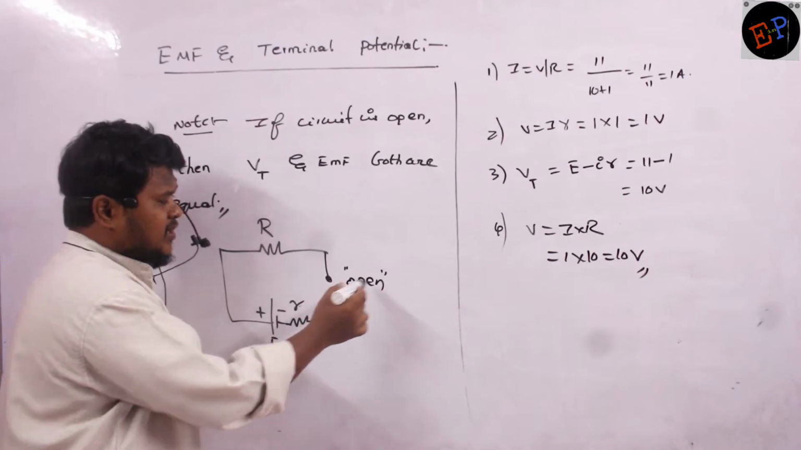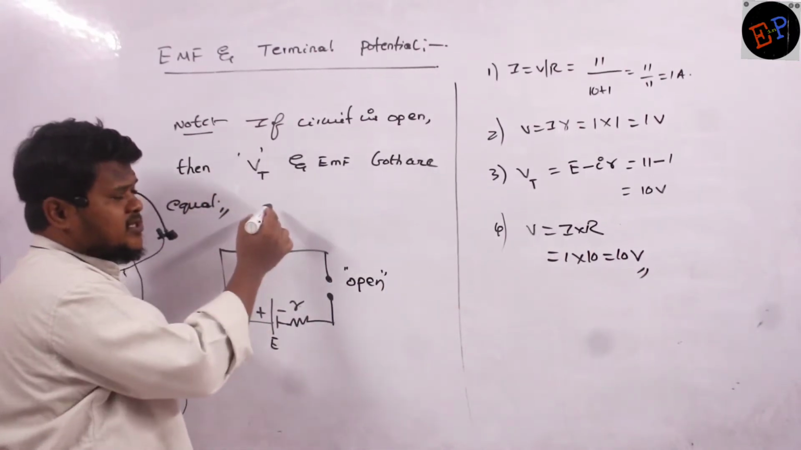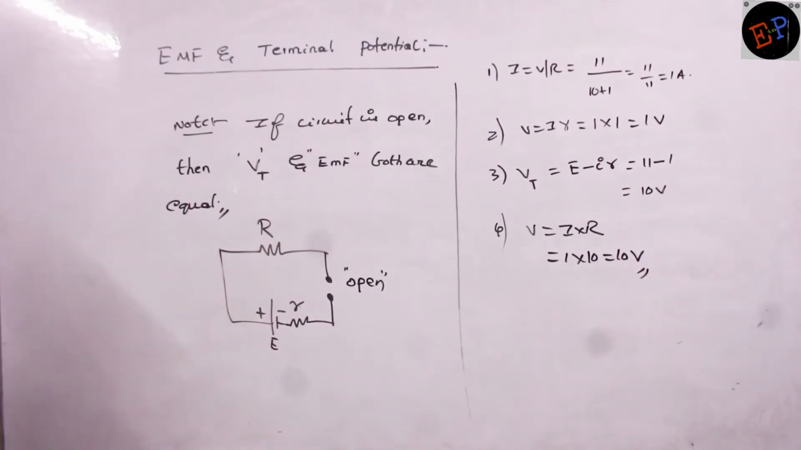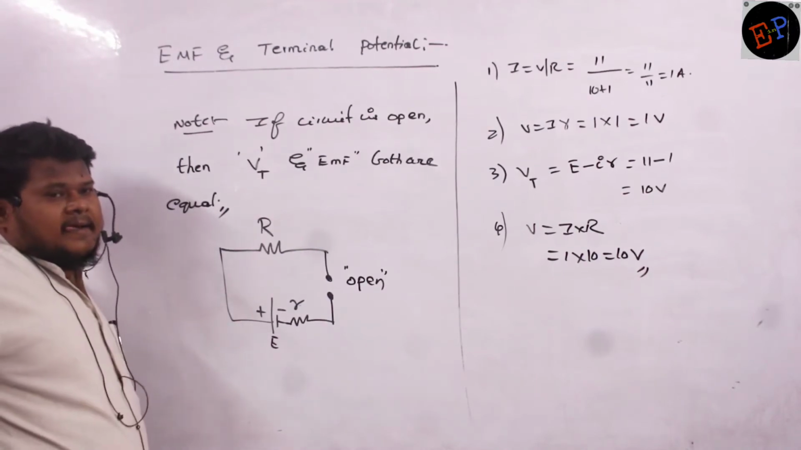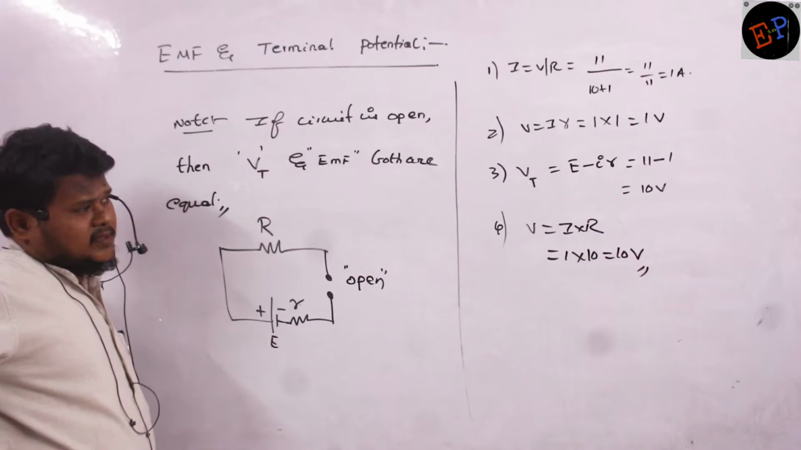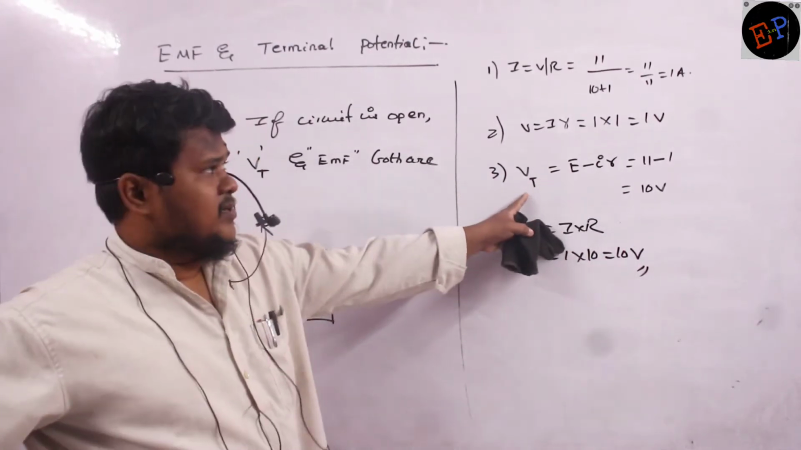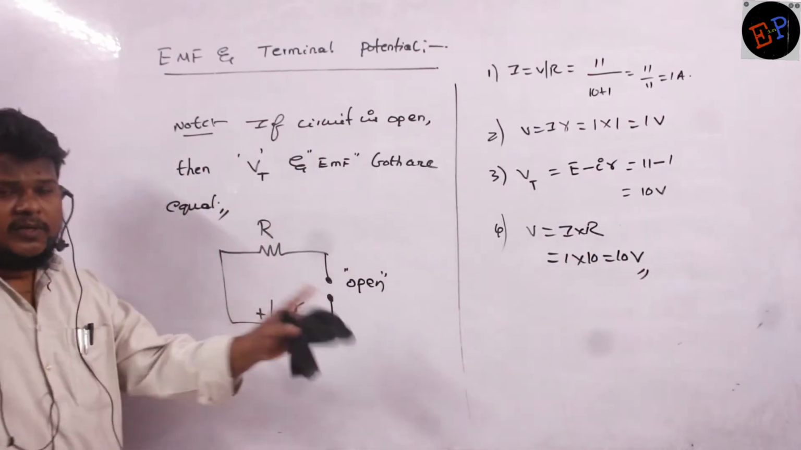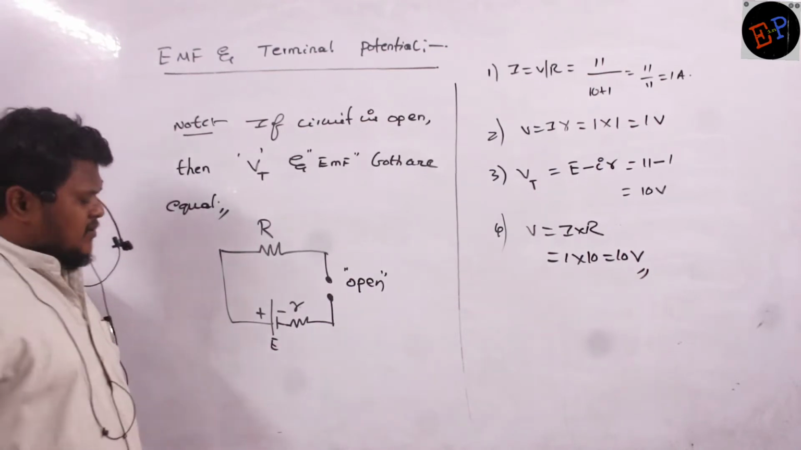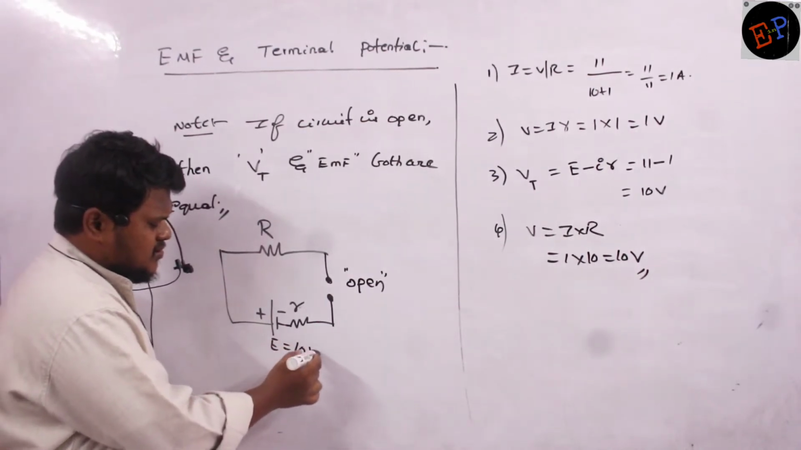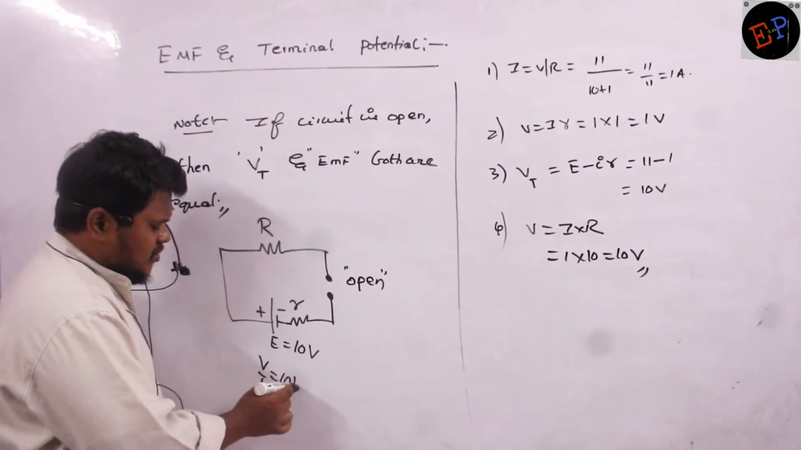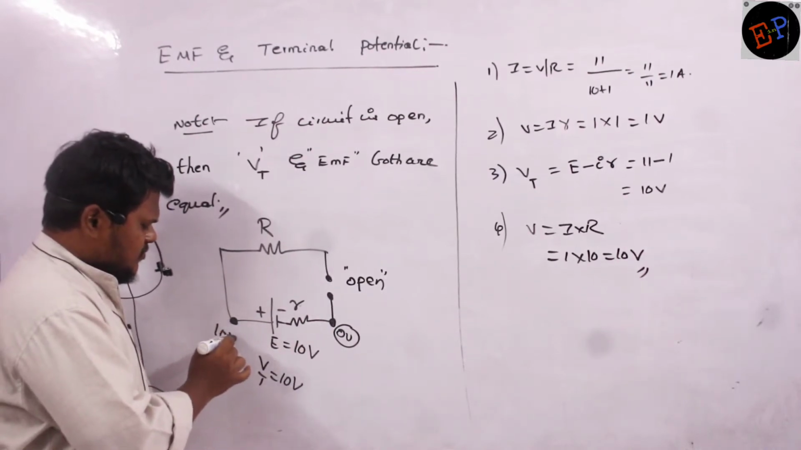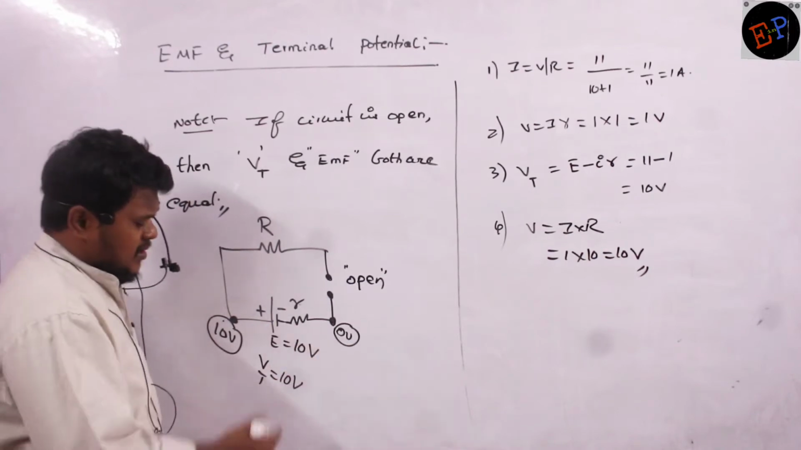So what is the statement I am writing? If a circuit is open, terminal potential and EMF both will be equal. Why is it equal? Previously, terminal potential and EMF were not the same. EMF was 11, but terminal potential was 10 only. But when you open the circuit, both will be equal. For example, if EMF is 10 volts, then terminal potential also will be 10 volts. Here potential is 0 volts, here 10 volts. 10 minus 0 is 10, and EMF is also 10.